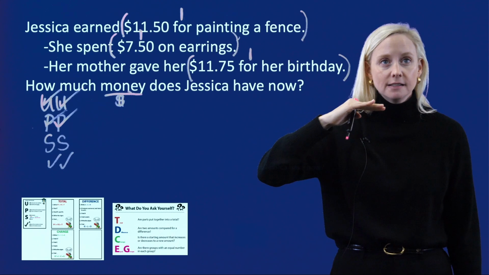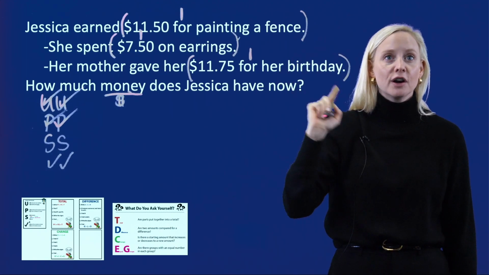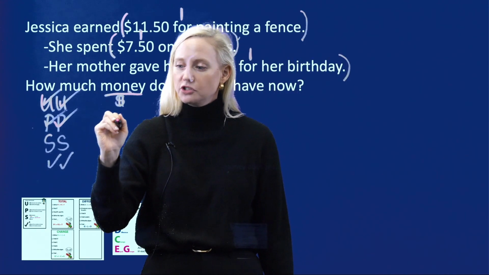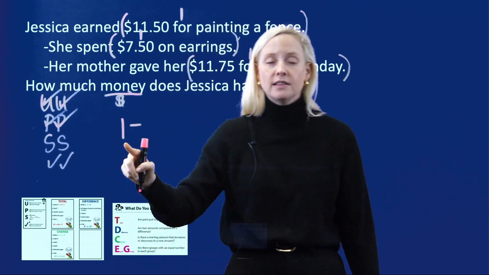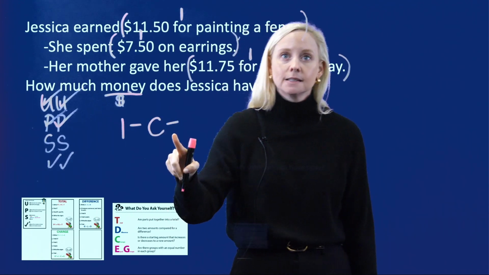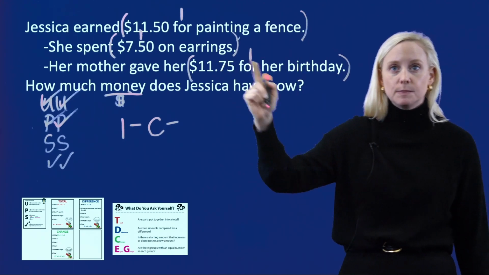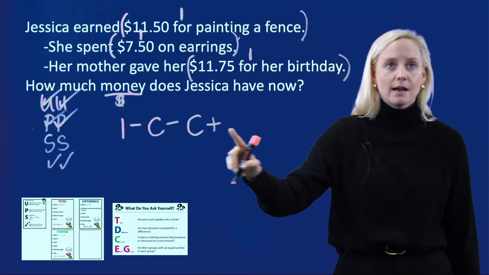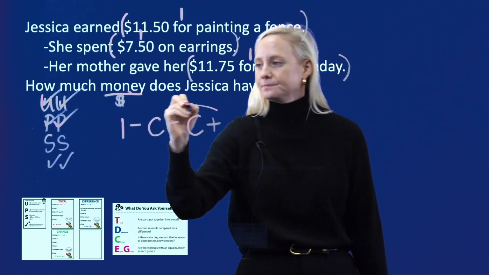She spent some money, so her amount decreased, but then she increased when her mother gave her money for her birthday. So what I'm gonna do to identify this as a double change problem, or a change problem with two changes, put a 1 to identify this as a single step problem. I'm gonna put a C minus, because the first change was that she decreased because she spent money on earrings. Then I'm gonna put another C and I'm gonna put a plus because she decreased, but then she increased again.